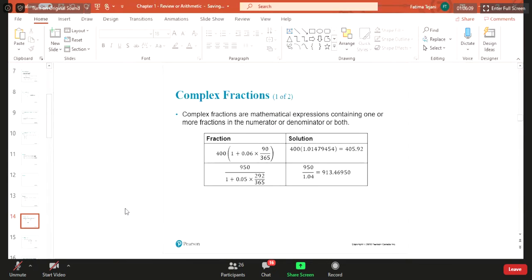So 913.4695, but you can round it off to 913.47. So this is the way you calculate the complex fractions. Not as complex as it looks, because you guys are all smart in calculating.